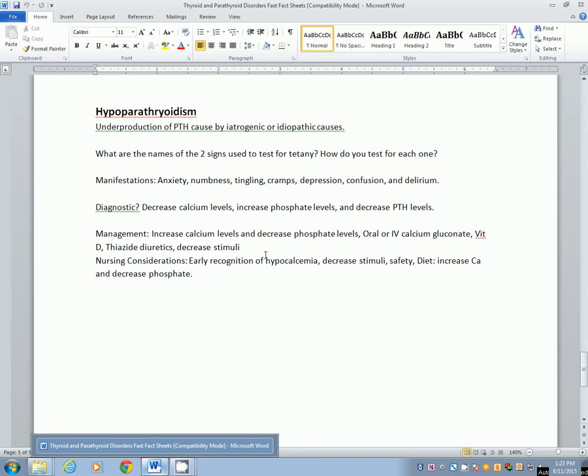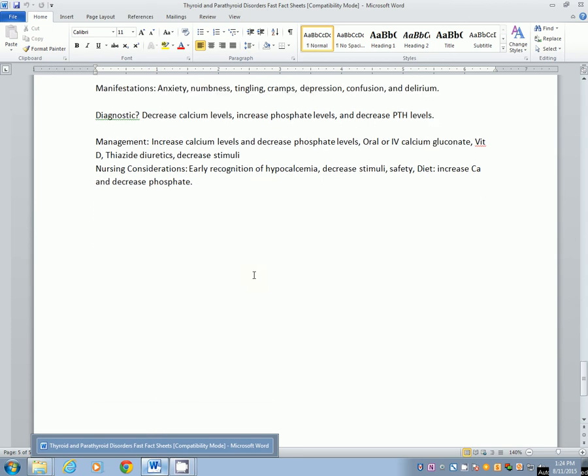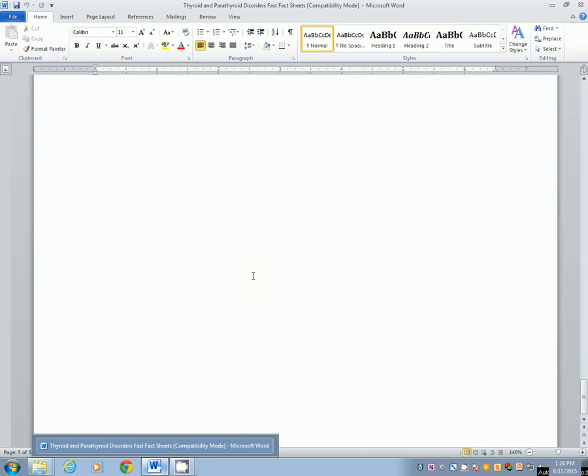Manifestations, you're going to see anxiety, numbness, tingling, cramps, depression, confusion, and delirium. Decreased calcium levels, increased phosphate levels, and decreased PTH, just the opposite of what we talked about earlier. Management is increasing your calcium levels and decreasing your phosphate levels. Again, calcium gluconate, vitamin D, diuretics, and decreased stimuli. You want to recognize this early for signs of hypocalcemia and get that replaced. Diet would be increased calcium and decreased phosphate. And that's what it's all about. That one's not as hard, so it should be easy to remember.